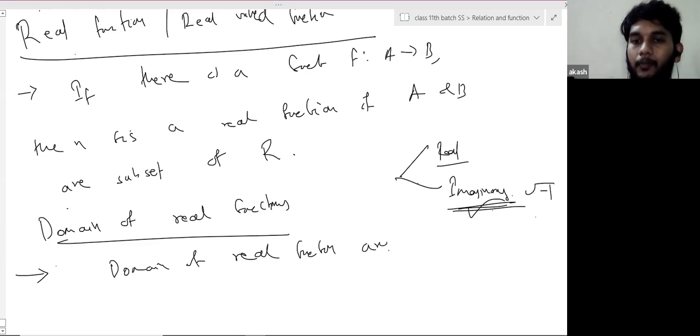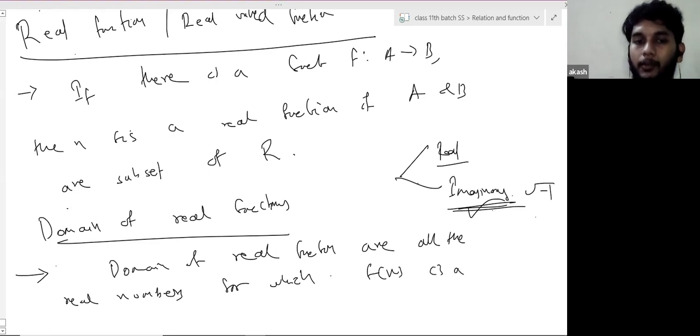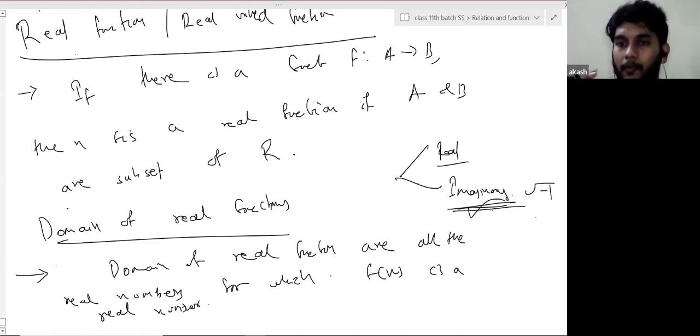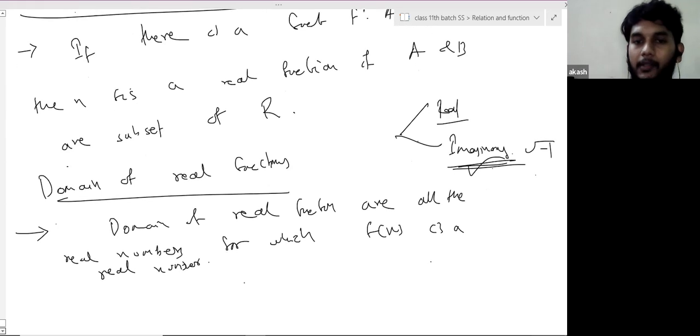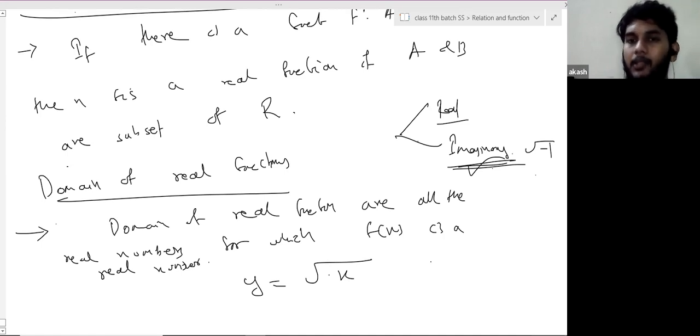are all the real numbers for which f of x is a real value or a real number. What this means is all the values of x you can put in any function where the output is also a real number. Let me give you an example. If I say y equals root x, now you can put any value of x, but because this is a real function, if we put x equals -5, we don't know what happens when we put under root -5. This is not a real number. So x cannot be equal to -5 in here.